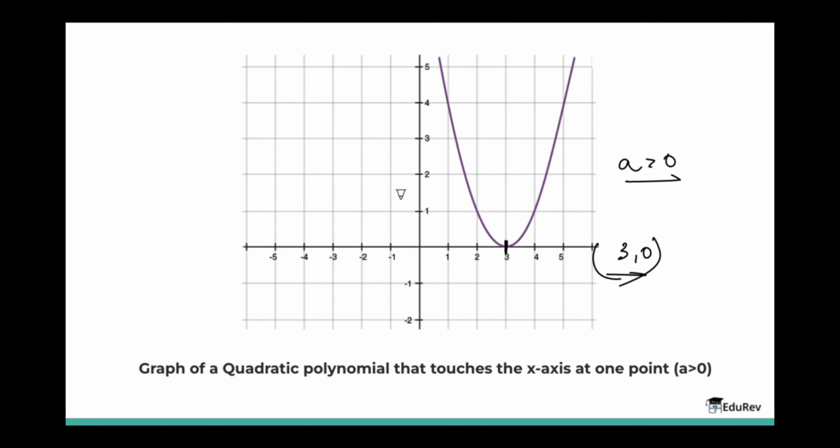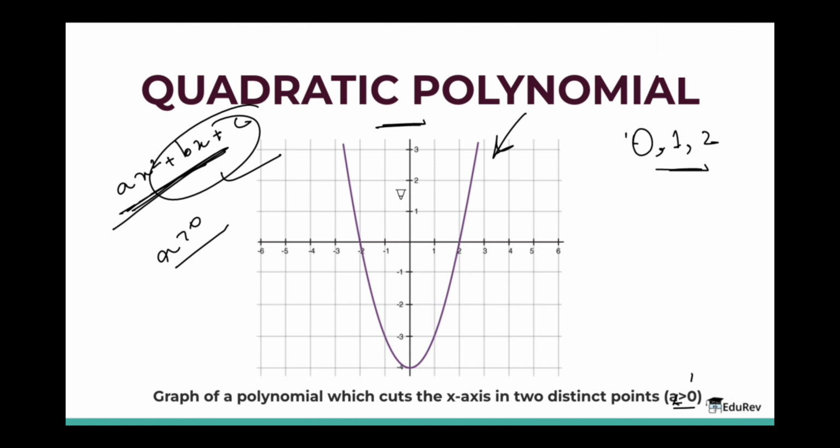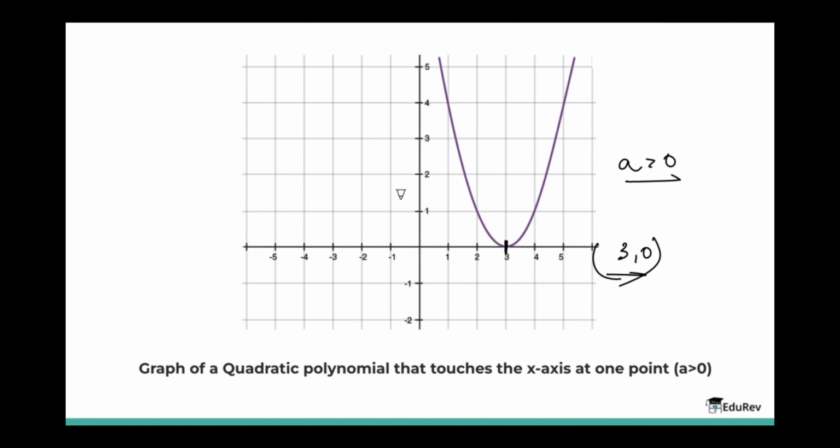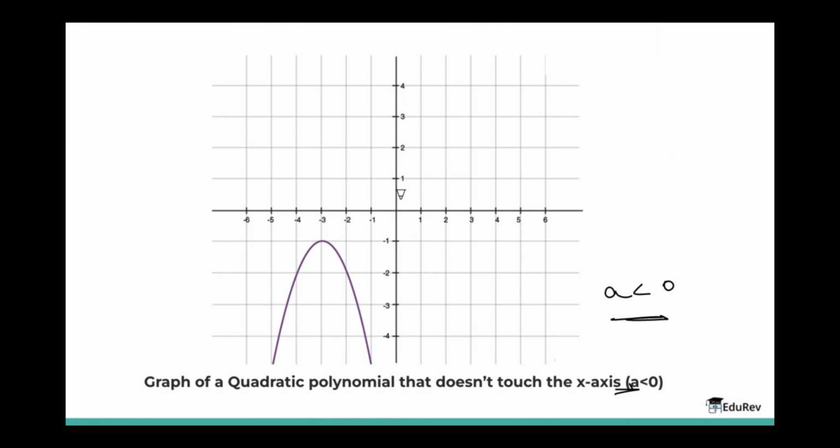So these are the types of quadratic polynomials which you will see: the one that cuts the x-axis at 2 points, one that cuts at a single point, and another one which is not cutting the x-axis at any point. And obviously, the parabola can open upwards or downwards depending upon the sign of a, whether a is greater than 0 or whether a is less than 0.